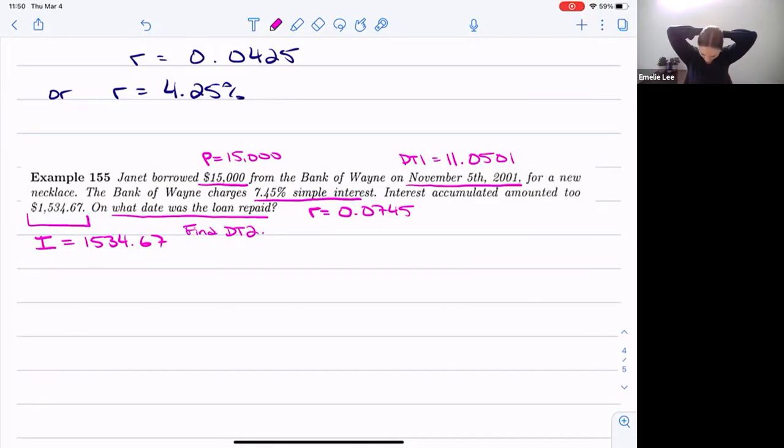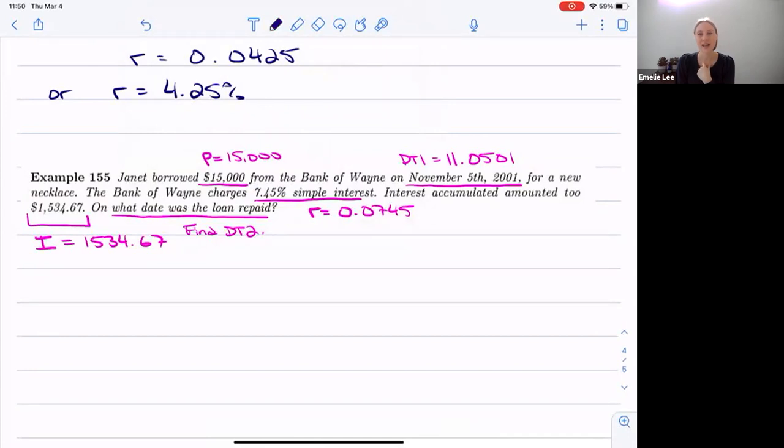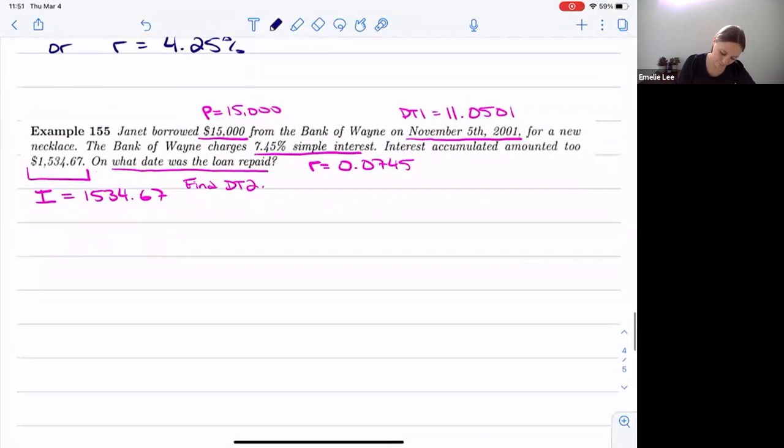But just to get in the habit of using the future value formula, I'm first going to find the future value by adding P and I. Okay, so that's where I'm going to start. And I encourage you to approach this question how you would intuitively, and then just make sure that we end up at the same answer. Because like I said, there are lots of ways that you could go through this problem.